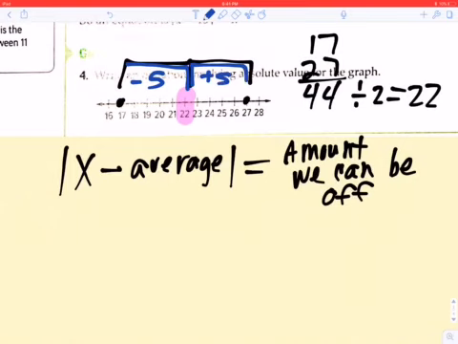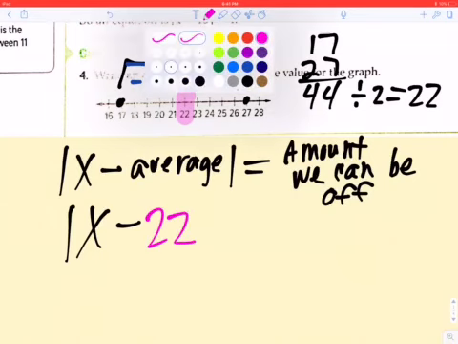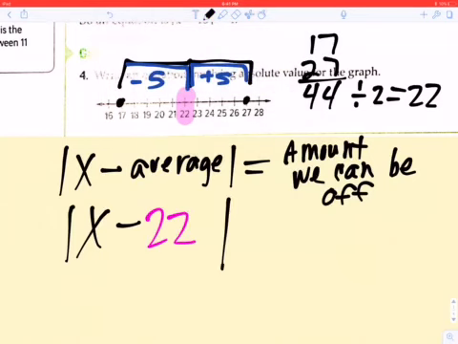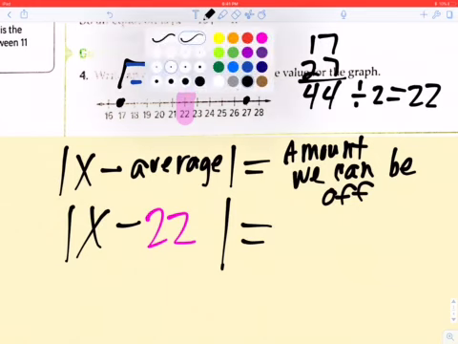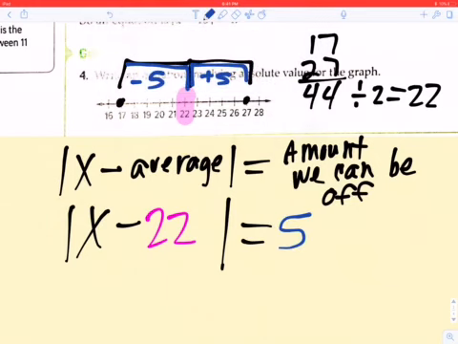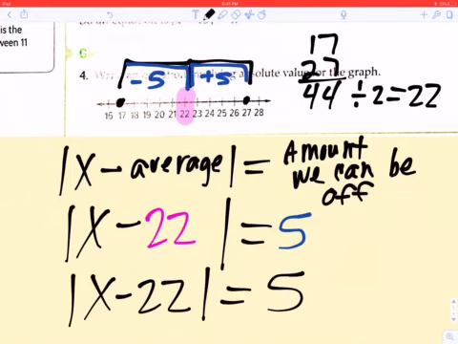So I'm going to fill in the blanks here now with what I got. So I've still got the absolute value of x minus the average, which is 22. And I'm going to set that equal to the amount we can be off, which is 5 on either side. So the final equation is the absolute value of x minus 22 is equal to 5.